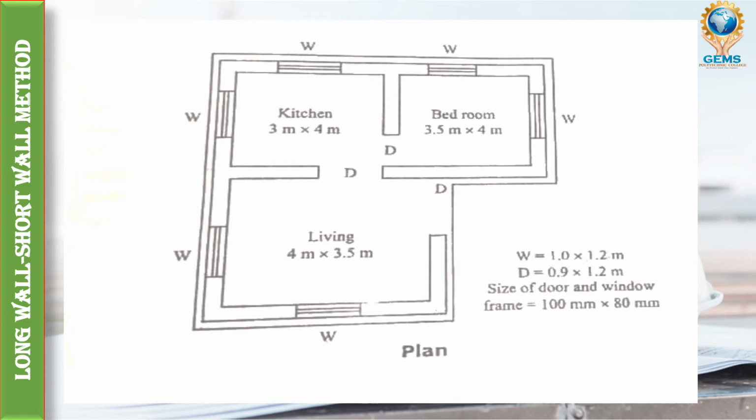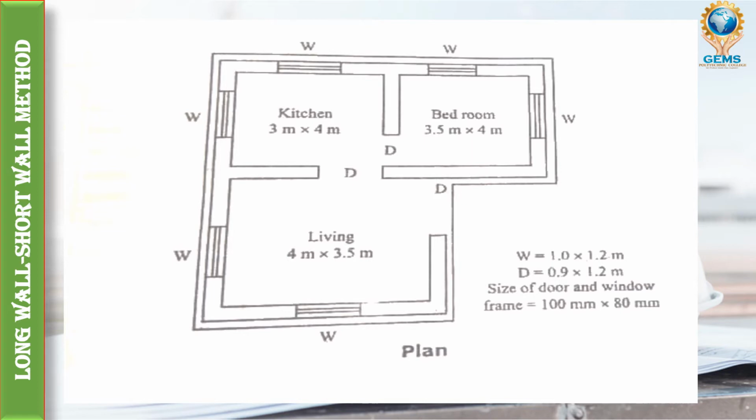This is the plan of a building. So we have three rooms: kitchen, bedroom and living room. Then we have six windows. The windows dimension is given as 1.0 by 1.2 meter. Then the door size is given as 0.9 by 1.2 meter. So everything is given in the question.